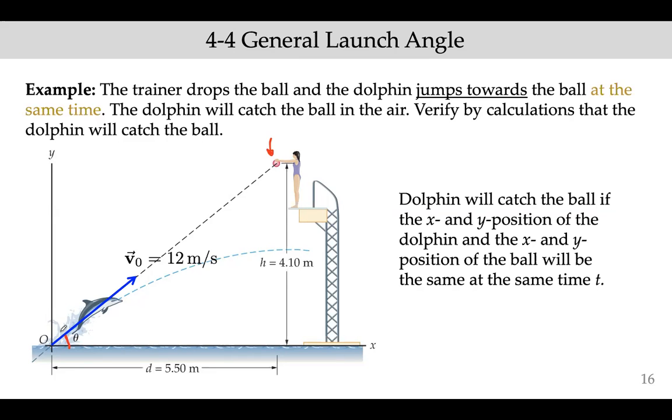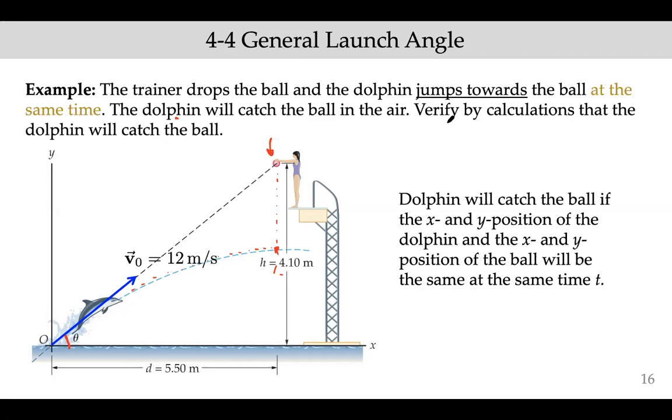Now look at the dolphin. It's aiming exactly at the ball while it's jumping. They do this thing, releasing the ball and jumping at the same time. The dolphin will catch the ball in the air. Because the ball goes down like this, and the dolphin, even though it's aiming directly at the ball, because of gravity will follow this parabolic trajectory. So they will meet at this point. 4.10 is the whole initial height of the ball.